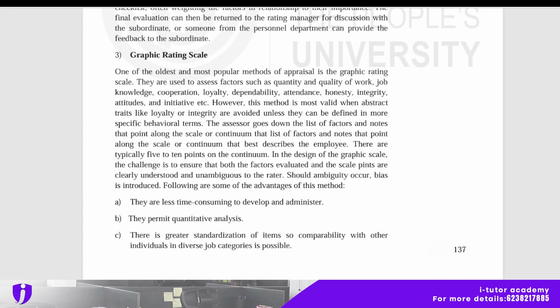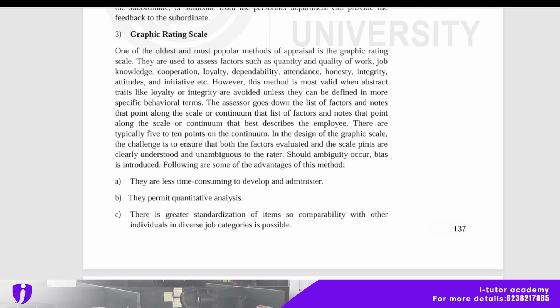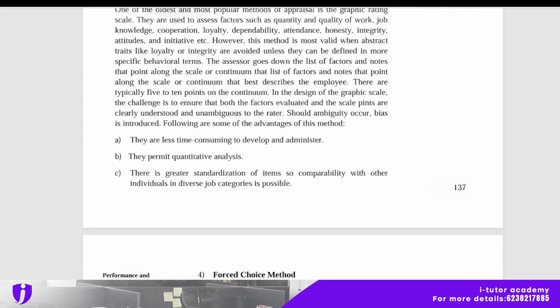Following are some of the advantages of this method. First, they are less time consuming to develop and administer. Second, they permit quantitative analysis. Third, there is greater standardization of items, so comparability with other individuals in diverse job categories is possible.